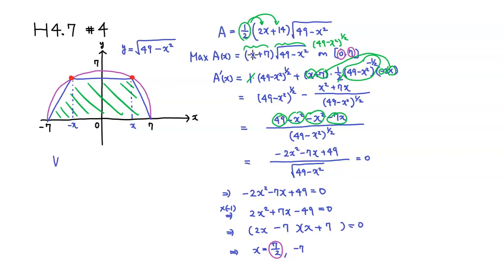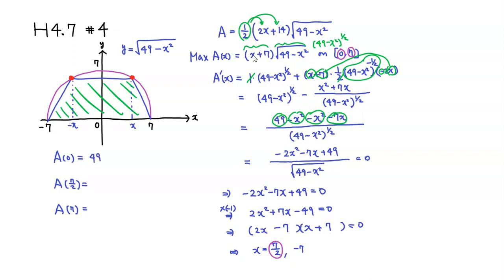So we're going to check the, not the volume, sorry, we're going to check the area when x is 0. And actually, let's just write that down. And the area at x equals 7 halves, and the area at x equals 7. So x is 0. If you plug in 0 here, you have 7 times the square root of 49, so it's going to be 49.